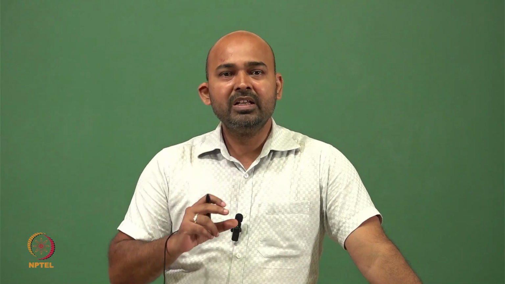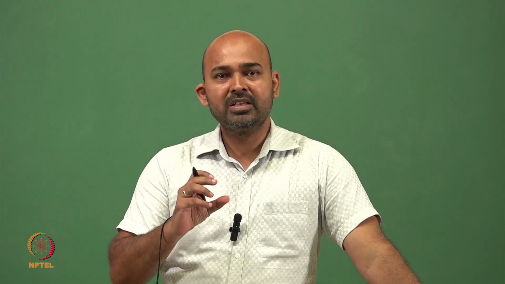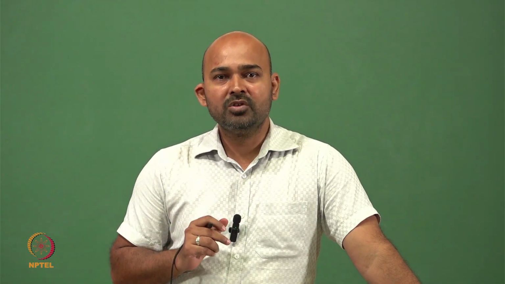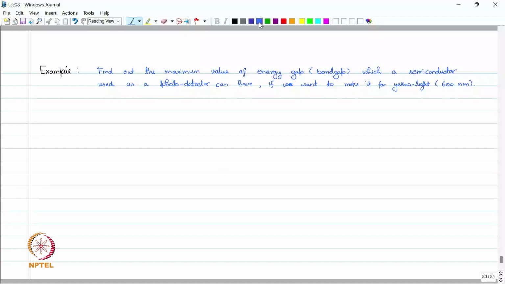So for the limiting case, we take the band gap as equal to the energy of photons. To calculate the energy of a photon, we know E, the energy of the photon, is equal to hc upon lambda, where h is the Planck constant, c is the velocity of light, and lambda is the wavelength of light. So we can put the values here.